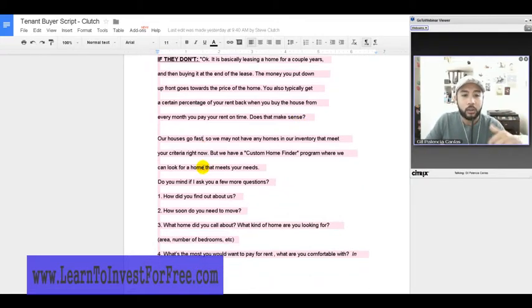All right. Now, these homes go fast, right? So we may not have any homes in our inventory right now that meet your criteria, but we do have a custom home finder program where we can look for a home that meets your needs. Now, a little bit of a disclosure and disclaimer there. You want to make sure you're working with licensed agents and brokers so that they can fulfill this portion of your offer or pitch, okay? That's generally the best practice when it comes to that.